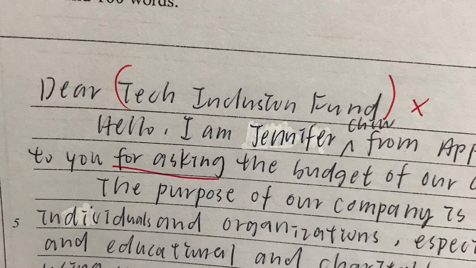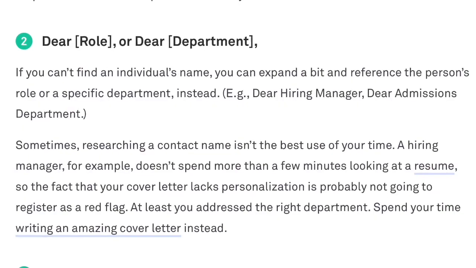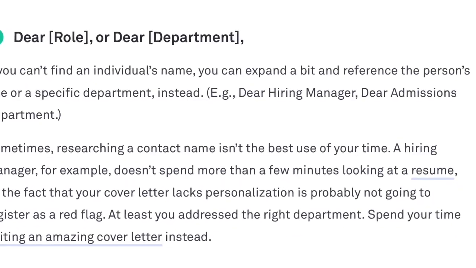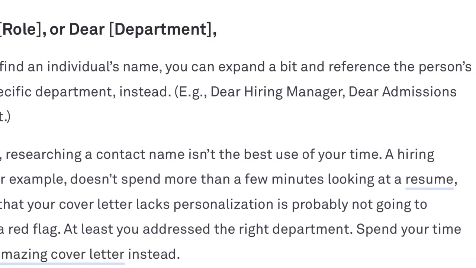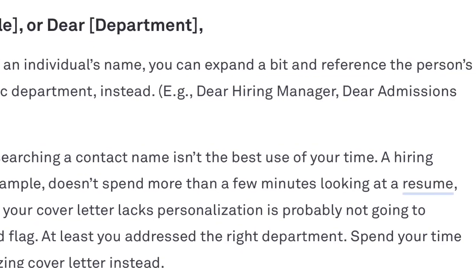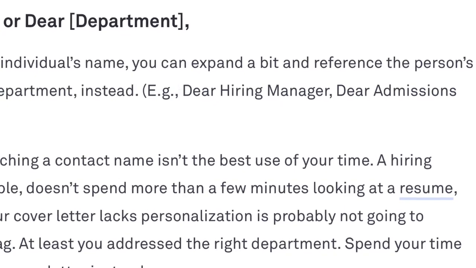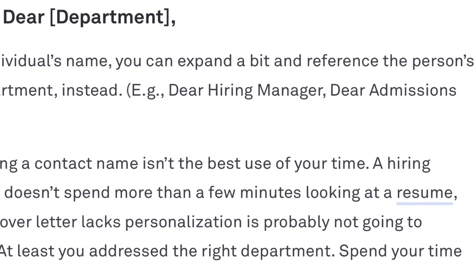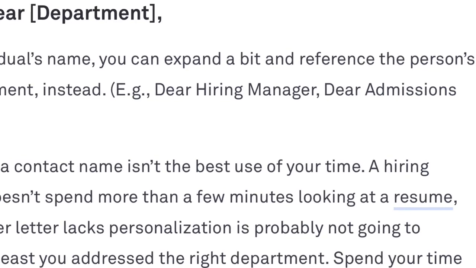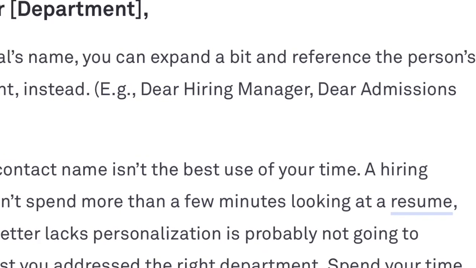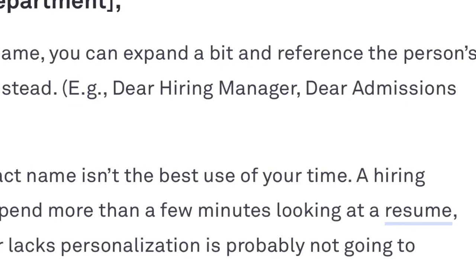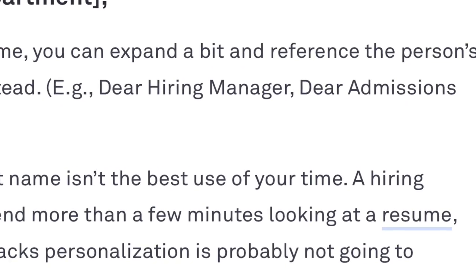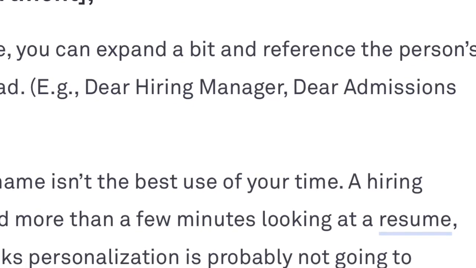And how about a company name or like this, Dear Tech Inclusion Fund? Can I do that? In the real world, the real business conversation, you can always do some research, find out the name of your recipient. Or you can use the job title, the role, or the department, like Dear Hiring Manager, Dear Admissions Department. But unfortunately, I'm talking about the real world, the workplace situation here. In terms of the DSE, it seems that the marking scheme for so many years as I can observe still prefers Dear Sir or Madam.